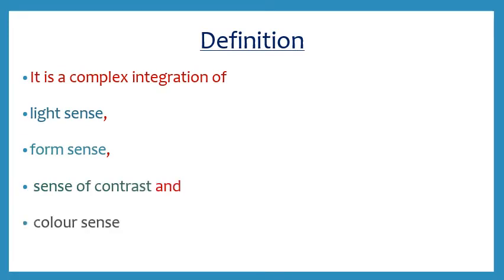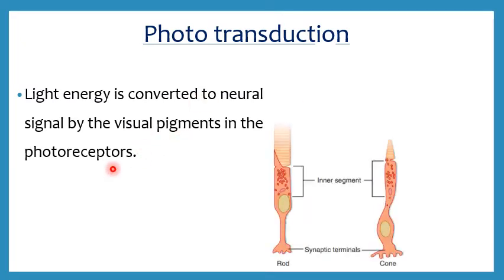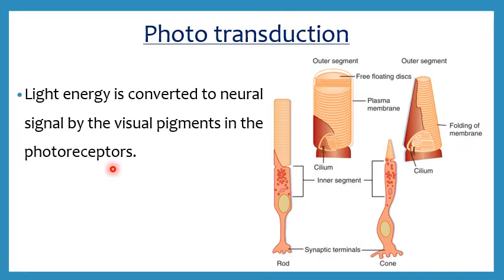So visual perception is a complex integration of light sense, form sense, sense of contrast, and color sense. Now, we should first know what happens when light falls onto the eyes. So we know that light energy is converted to neural signals by the visual pigments present in the photoreceptors. And which are our photoreceptors? We've got rods and cones which have got discs present on them in which we've got the visual pigment.